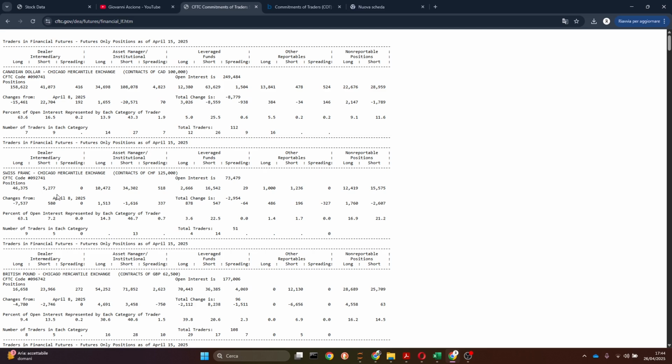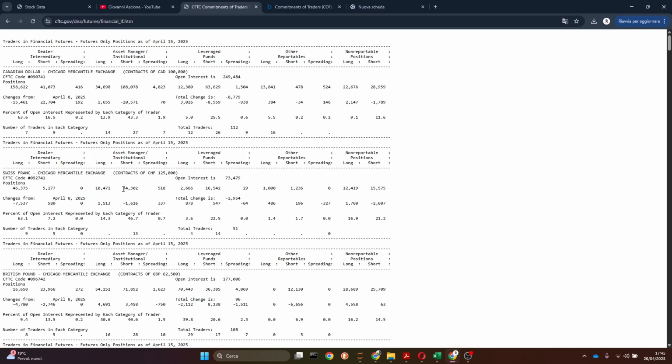So coming back to the topic I introduced before, dealer intermediaries are simply the counterpart of asset managers. So it is very interesting to look that on the Swiss franc they have 46,000 contracts long and only 5,000 contracts short. But looking at asset managers, that are investment banks' customers, clients, the situation is opposite. This is because intermediaries tend to hedge the positions opened by asset managers.